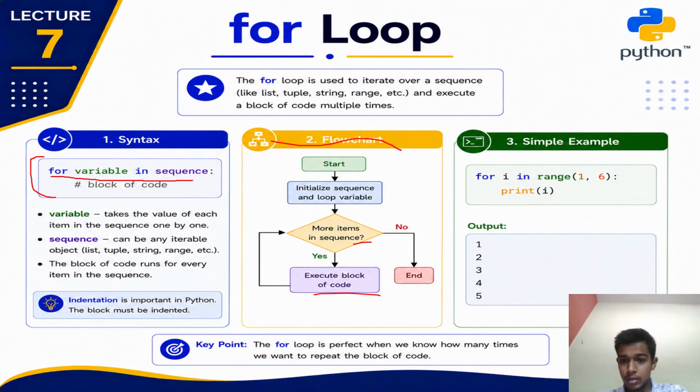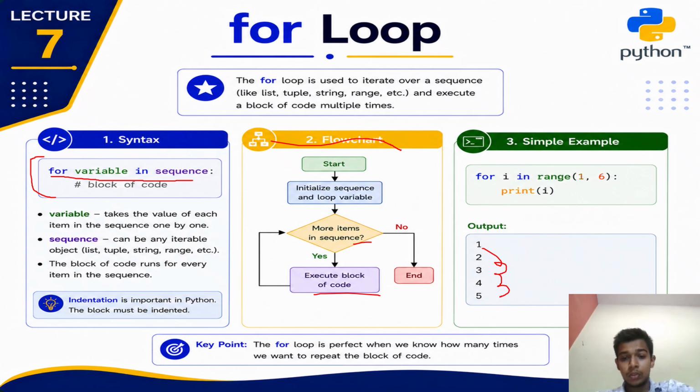Okay, let me clear it. The variable i becomes first 1, then 2, then 3, then 4, then 5. Each time Python executes the print(i) statement, so the output will be this. The loop automatically stops after printing 5 because there are no more values left in the sequence.